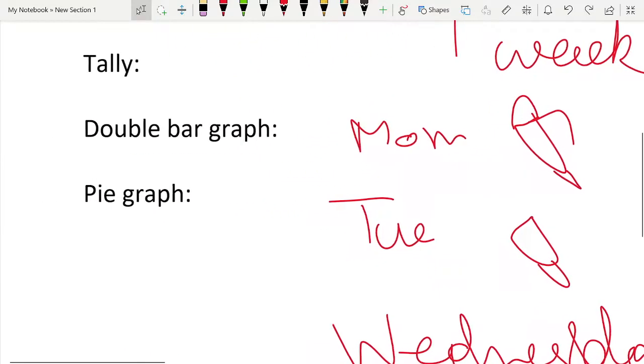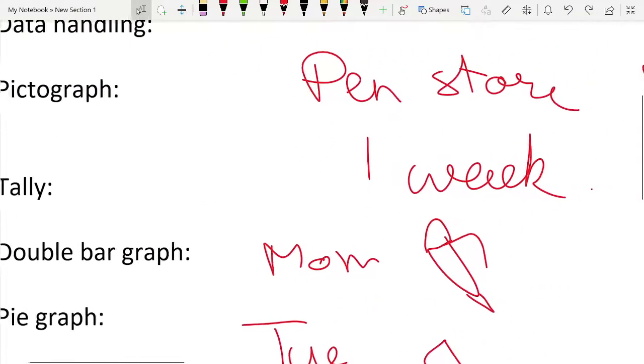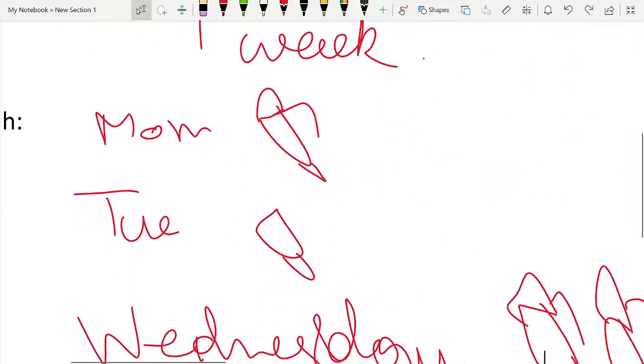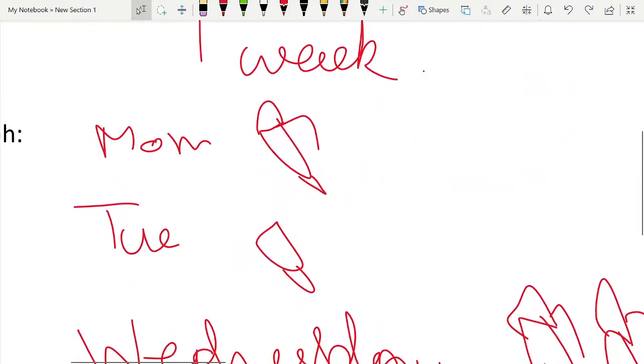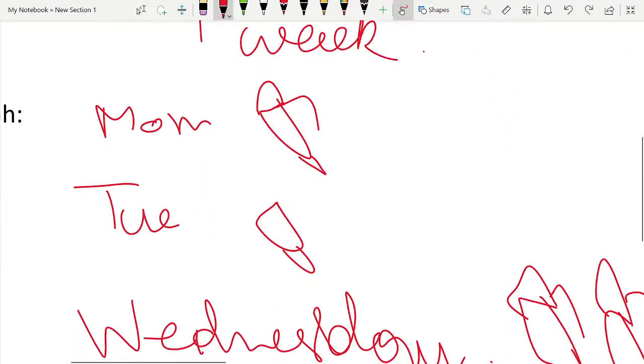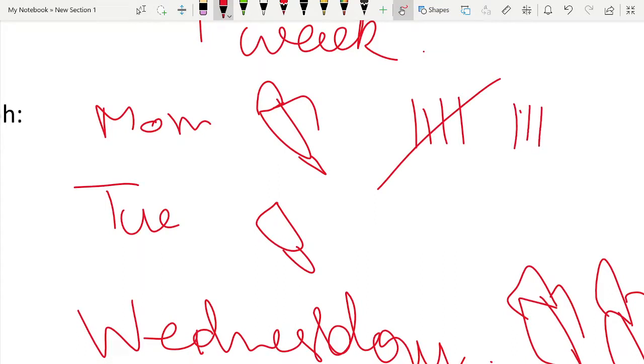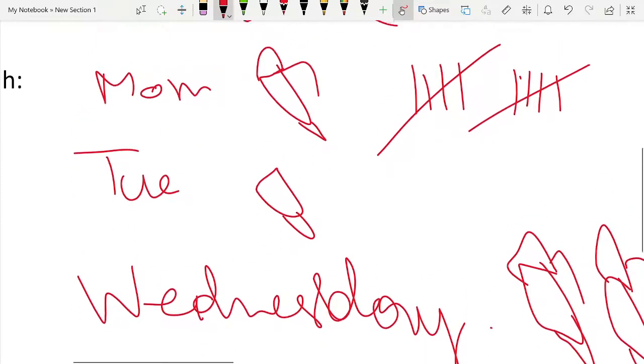Now they talked about tally marks. Now what are tally marks? So if you want to say that on Monday they sold 10 pens, in tally that would be like, you say 1, 2, 3, 4, and on the 5th one you cross it over, and then you start with a new one, 1, 2, 3, 4, and then you cross it over and start with a new one. So that's 10.